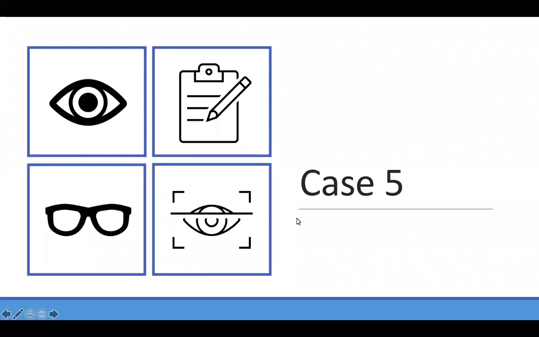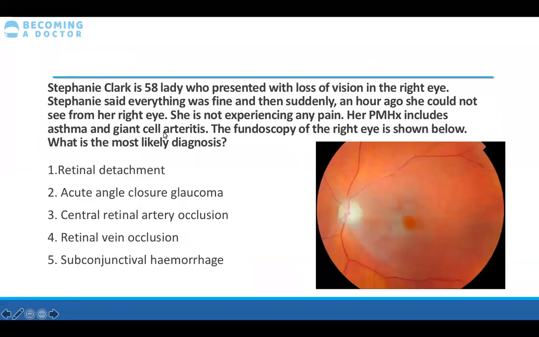Right. Let's move on to case 5, and after case 5, we'll take a little break and see if there are any questions. So here we have Stephanie Clark, who is a 58-year-old lady. She presented with a loss of vision in the right eye. Stephanie said everything was fine, and then suddenly an hour ago, she couldn't see anything from her right eye. She is not experiencing any pain.